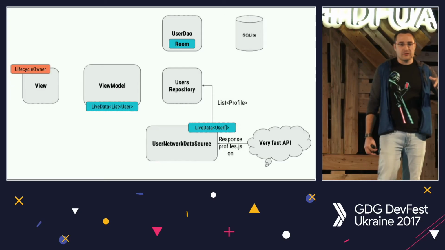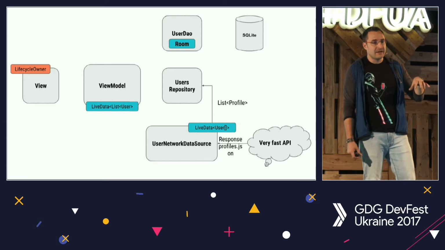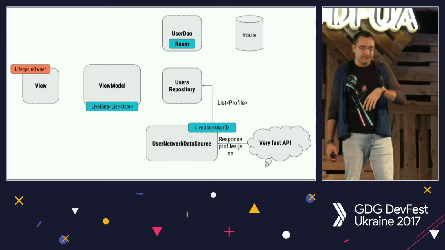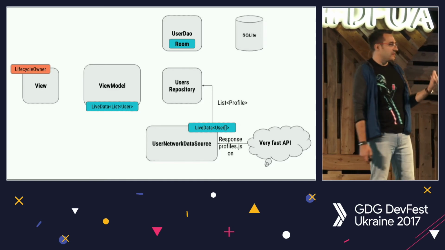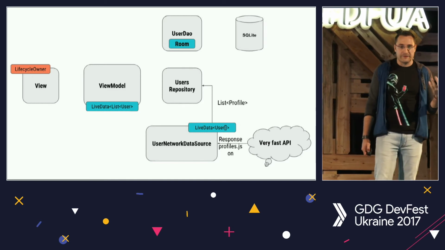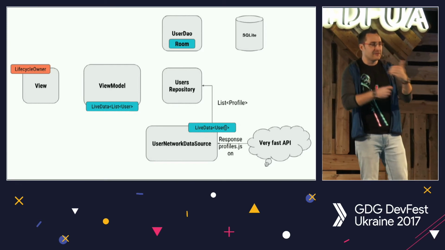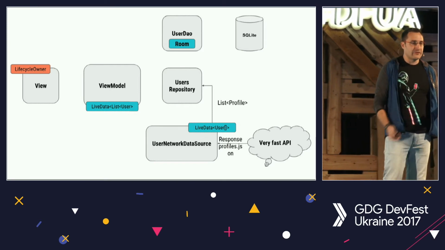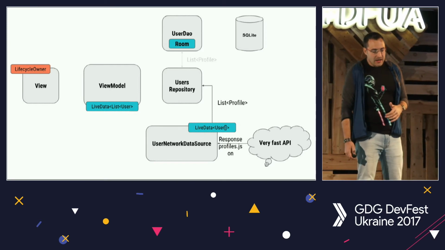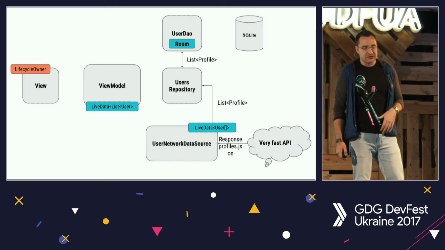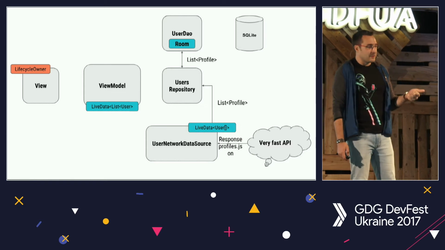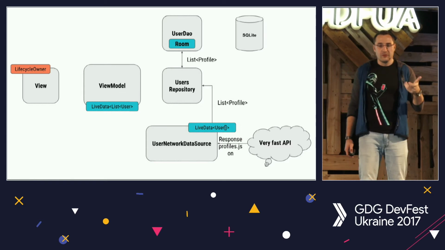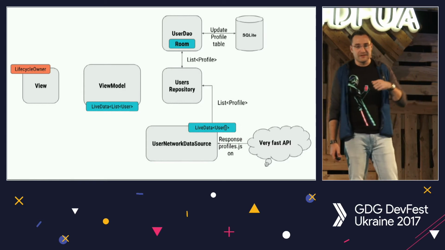You remember I showed you that mutable live data? So we're using postUpdate with the profiles, and immediately our repository will be updated with the new list of profiles, without actively asking or waiting for something to finish. And once the repository receives the update, we update the database. So we're using Room, and we're just updating the table.